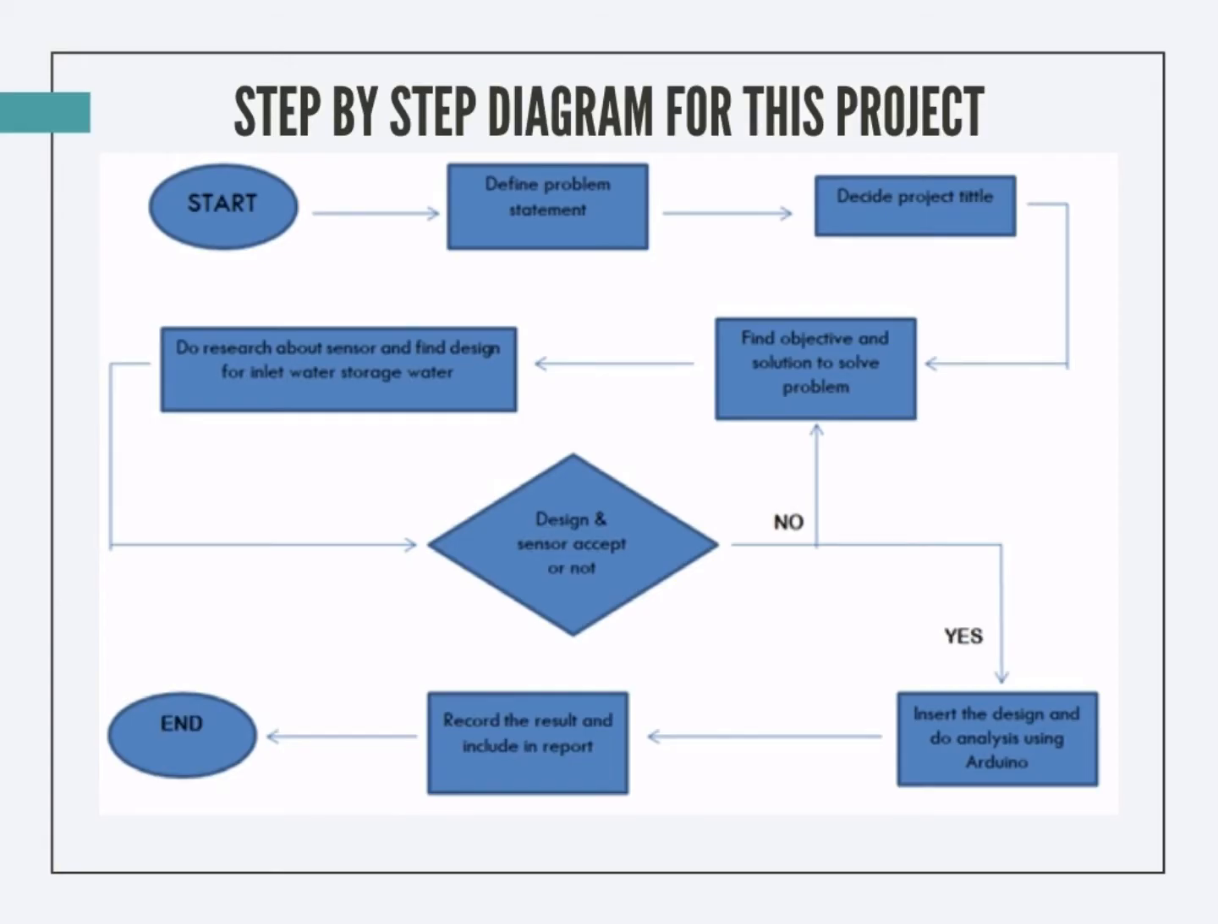This is the step-by-step diagram for this project. It starts from defining the problem statement and deciding the project title. After finding the objective and the solution to solve the problem, I will do research about sensors and find the design for the inlet of the water storage. Then I will decide whether the design and the sensor are accepted or not. If yes, I will insert the design and do analysis using Arduino. If not, I need to find the objective and the solution again. After inserting the design and doing analysis in Arduino, I will record the result and include it in the report.